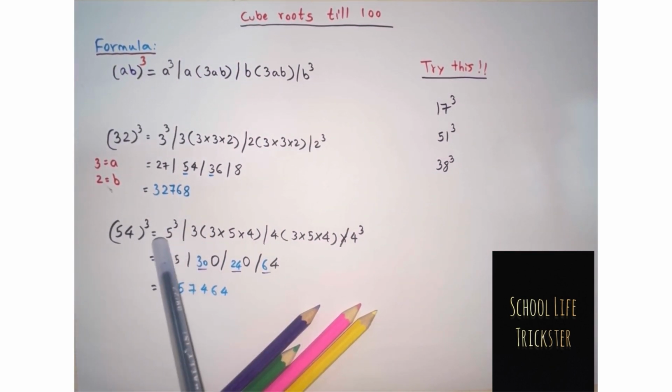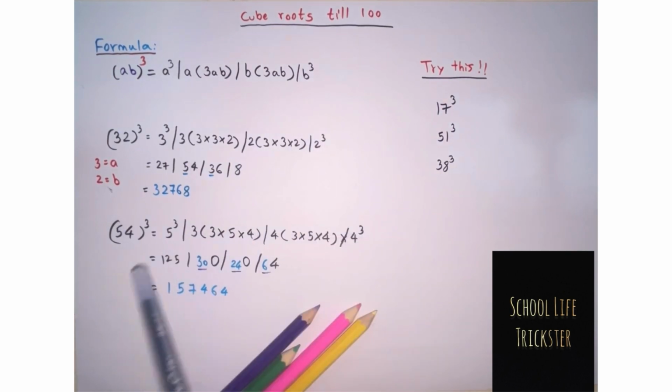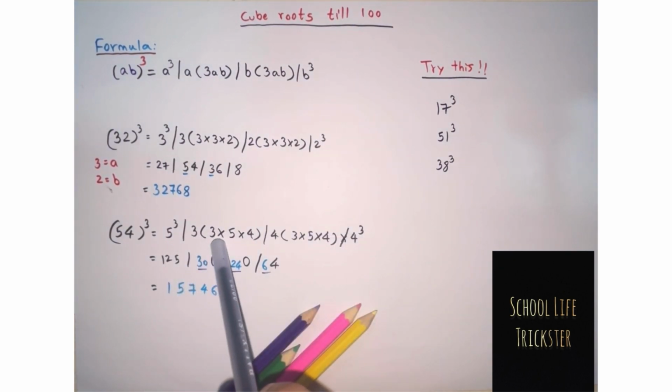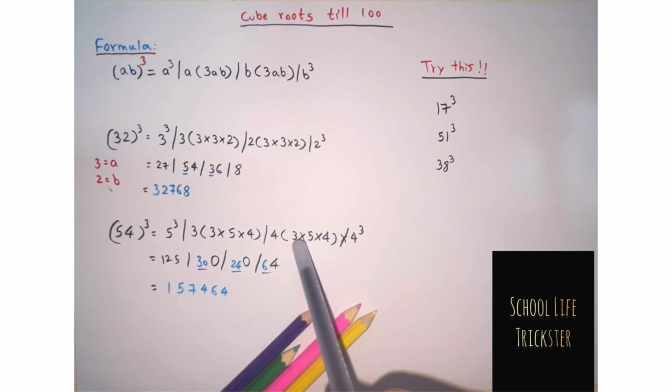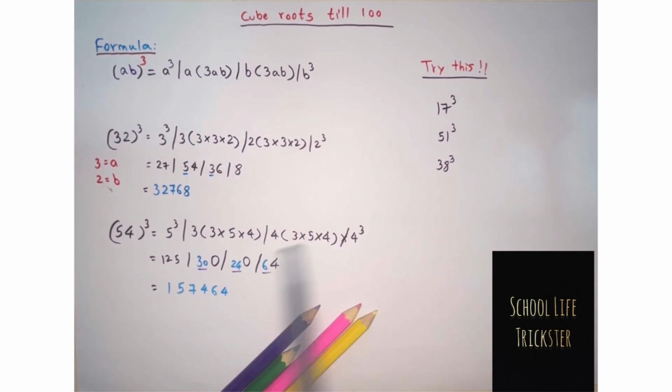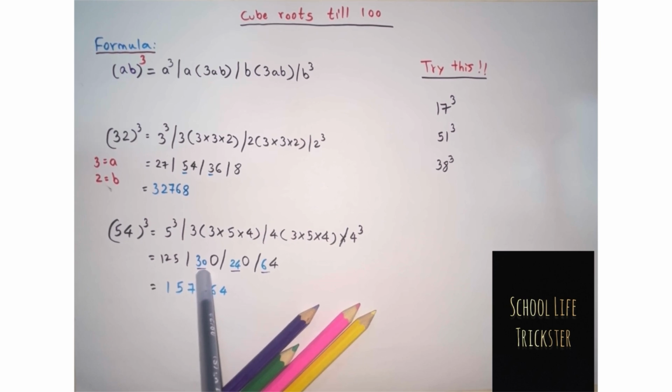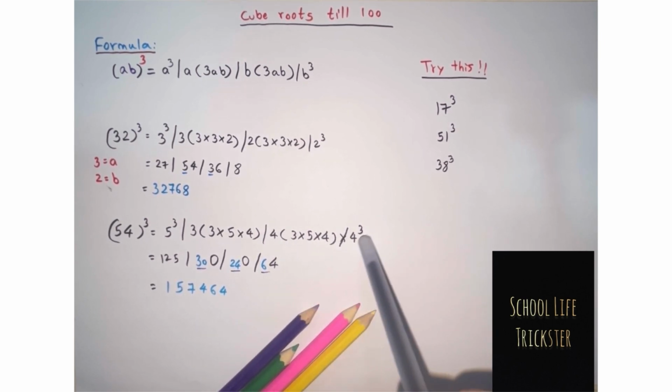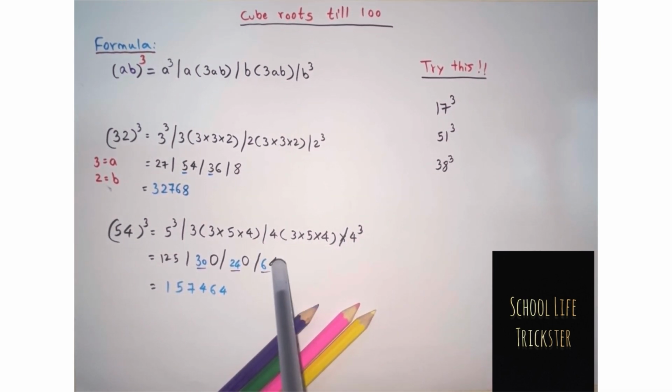54 cube equals, write down by this formula, 5 cube, then 3 into 5 into 5 into 4, 4 into 3 into 5 into 4, and 4 cube. Now solve this. 5 cube is 125. By solving this we get 300. By solving this we get 240, and 4 cube is 64. Now write it down. 4 as it is. Now 6 take as carryover.